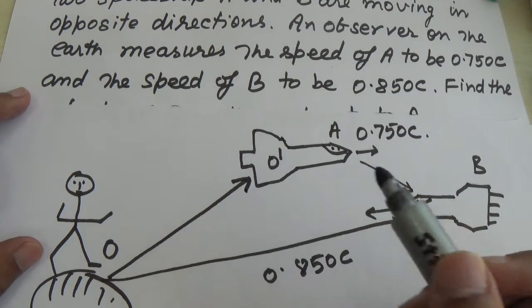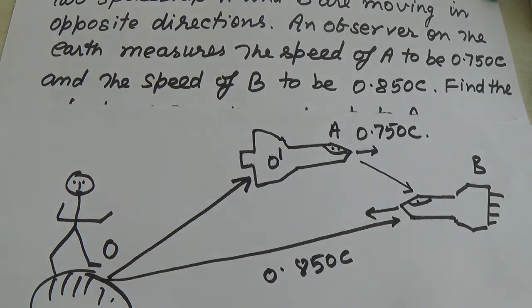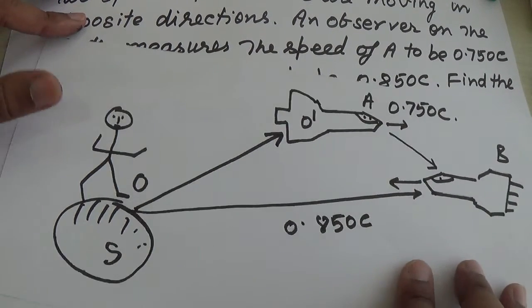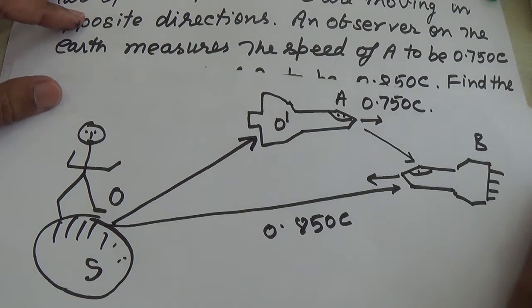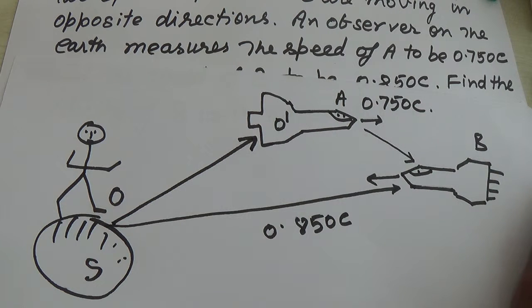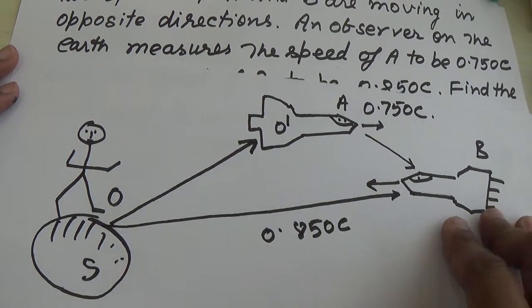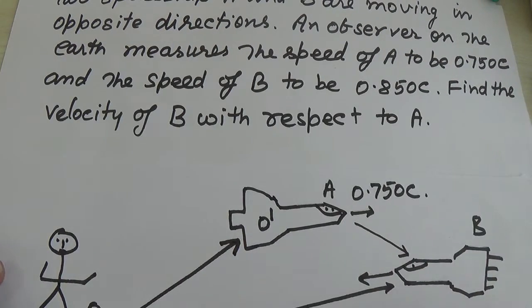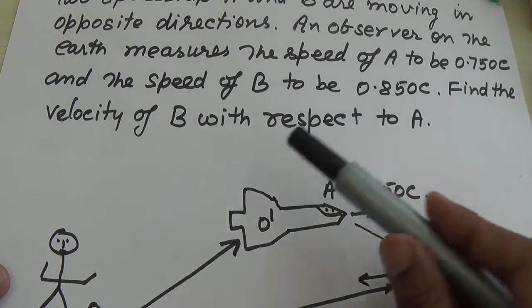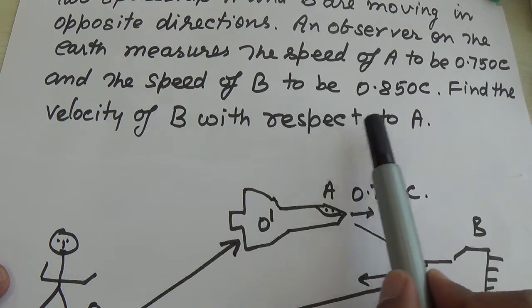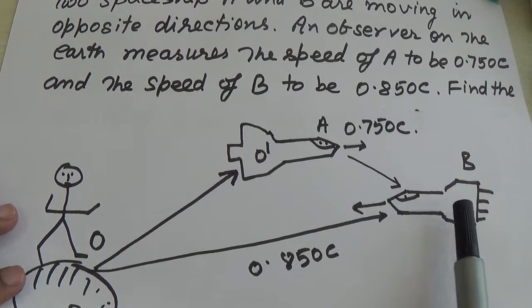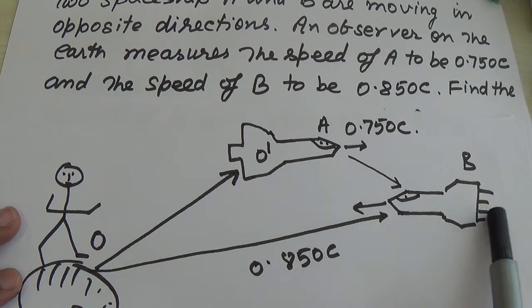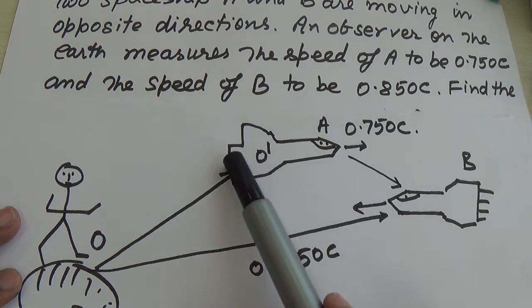So now in this numerical problem, what is the point? The point is that we have to select ux prime, ux and v. So what are they asking in the numerical problem? In the numerical problem they ask to find the velocity of B with respect to A. We have to find out the velocity of this spacecraft with respect to this one.